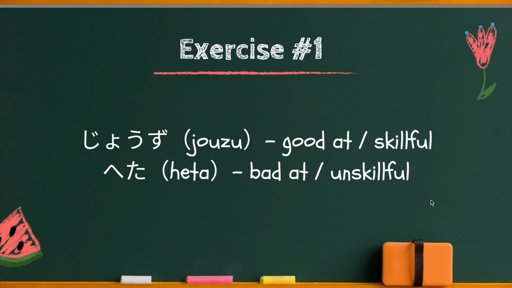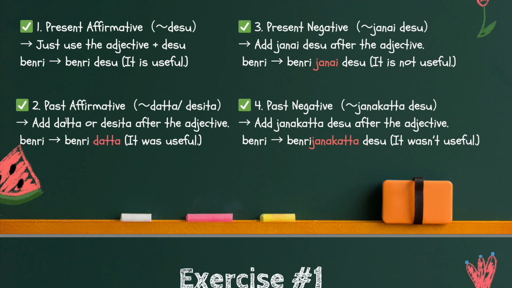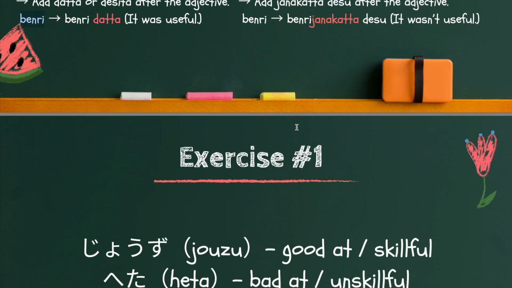So, the answer is casually, I was good at it is 上手だった。I was bad at it. Casually, 下手だった。Formally, 上手でした。Again, formally, 下手でした。That's past affirmative. You need to add either だった or でした。But the na-adjective itself remains the same.